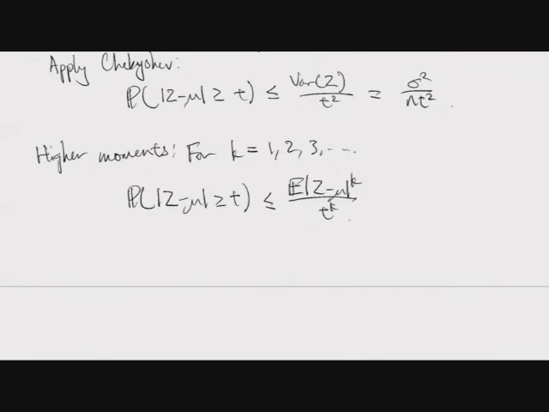Okay, so there's one problem. Another problem is that how do you even compute the kth moment of z minus mu, especially when you have this absolute value. And especially in this important example where z was equal to this sample mean.